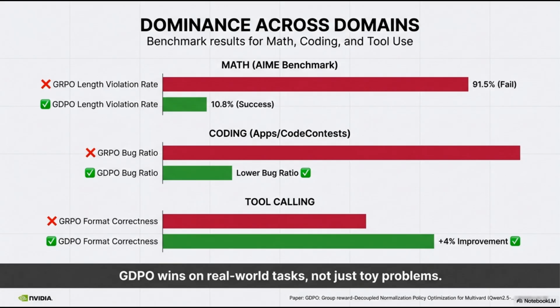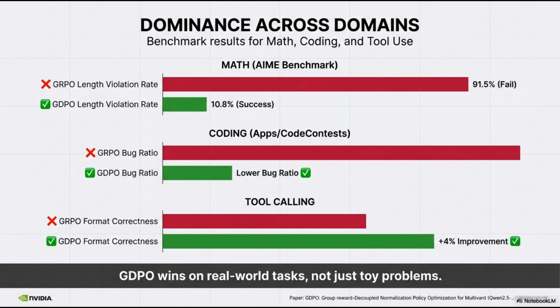Domain 3, tool calling. GRPO format, correctness, decent but not great. That red bar stops short. GDPO format, correctness, plus 4% improvement over GRPO. That green bar extends further. Nearly perfect format compliance. Read that banner at the bottom. GDPO wins on real-world tasks, not just toy problems.